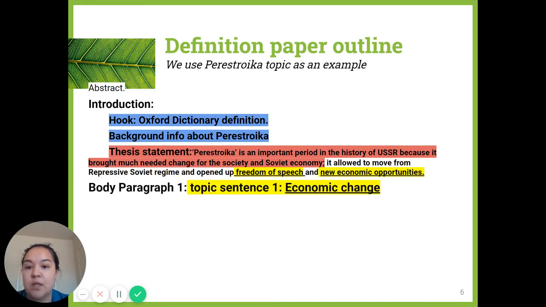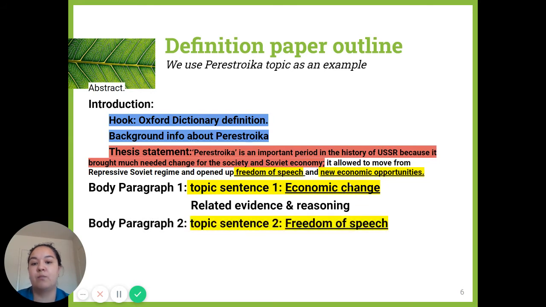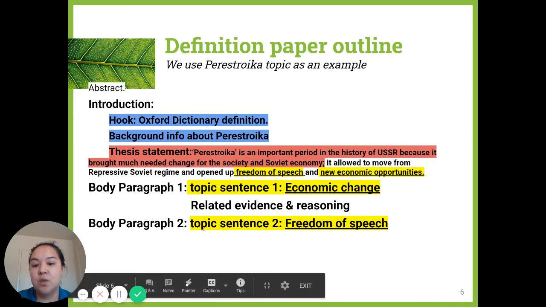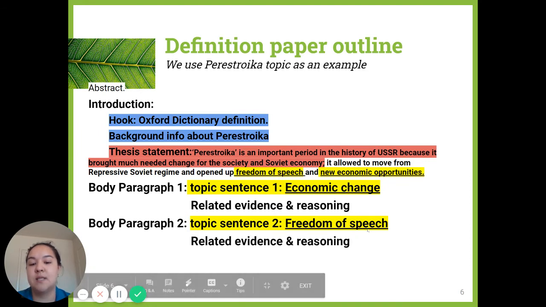Our body paragraph would include topic sentence 1. As topic sentence 1, I would discuss economic change. Same thing as in our thesis statement. We would put related evidence and reasoning sentences. We may have at least 2, right? There may be more. Body paragraph 2 would have a different topic sentence, and here we mention freedom of speech in relationship to perestroika, and again, related evidence and reasoning sentences.